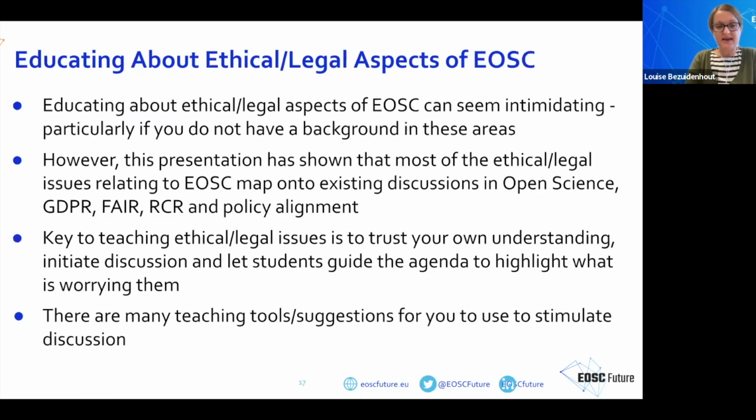So educating about ethical and legal aspects of EOSC can seem quite intimidating, particularly if you don't have a background in these areas or you don't have a background in EOSC, as I know most of you won't. However, I hope this presentation has really shown that most of the ethical and legal issues relating to EOSC map very clearly onto existing discussions in open science, in GDPR, in FAIR, in RCR, and in policy alignment. So it's not a case of having to understand entirely new issues, but rather just understanding how these issues extend to include EOSC.